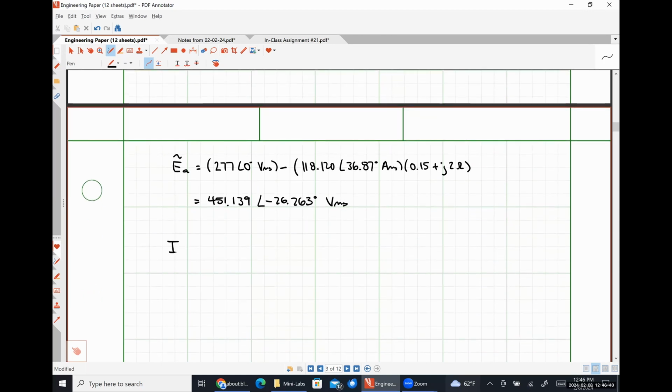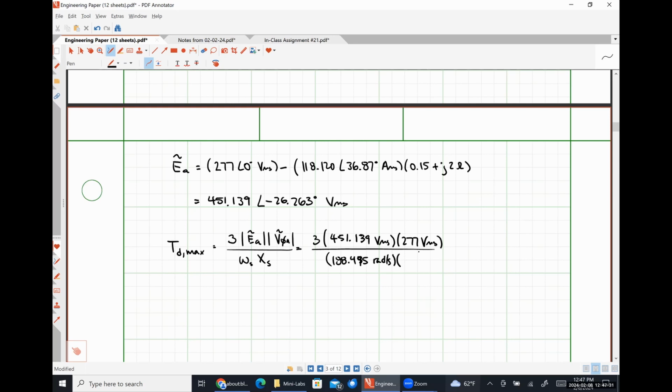Finally now, so that should be a T, not an I. Our maximum developed torque of 3 times the magnitude of EA times the magnitude of V phi A divided by omega S XS is going to look like 3 times 451.139 volts RMS times 277 volts RMS divided by 188.495 radians per second times 2 ohms, and I get 994.447 Newton meters for our maximum developed torque.